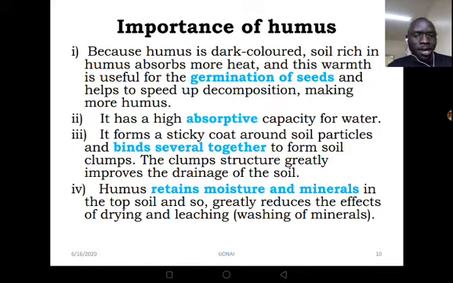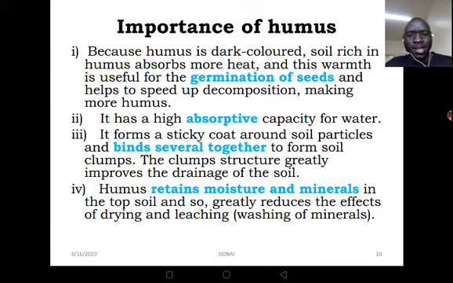So this soil is warmer, and because of the warmth, the conditions for germination are favored. You know, germination takes place in a warm condition. So that warmth is very vital for germination to take place. And whenever you plant your seeds, they germinate within a stipulated time because of the availability of conditions. And germination takes place very fast in the humus because it's warm. It's warmer than other soil samples.